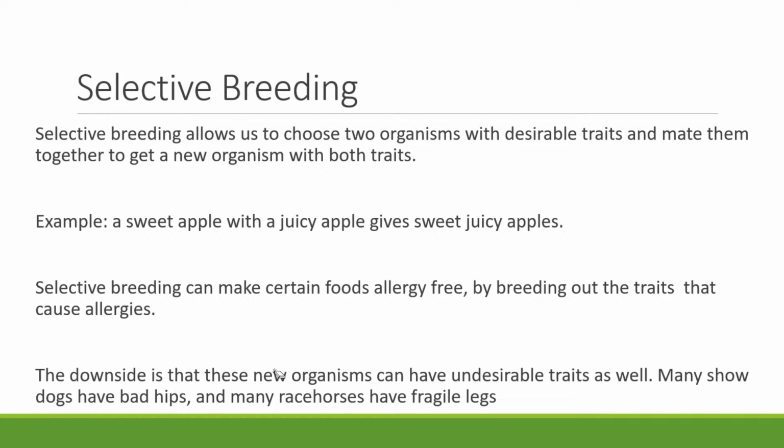We use selective breeding to make certain foods allergy free, right? We use selective breeding to get different types of dogs and different types of cats. We use selective breeding to get good racehorses and to get good greyhounds and to get good corn and to get good apples, right? To take these species and nudge them in the direction that we want them to go.